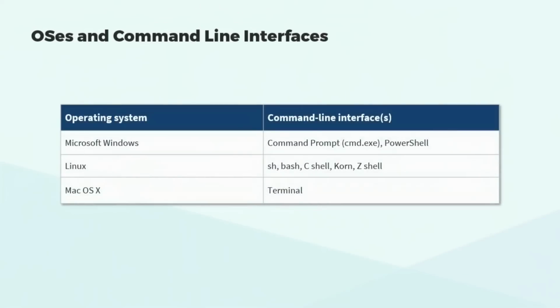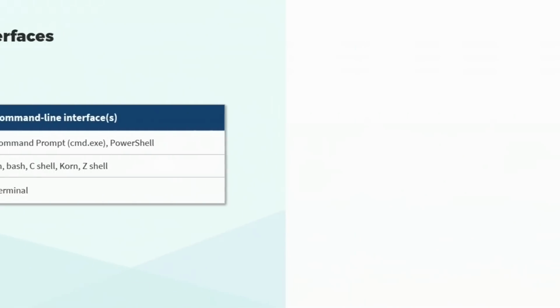The CLIs available in common operating systems include the command prompt and PowerShell in Windows, SH, which is short for shell, Bash, C Shell, Korn, and Z Shell in Linux, and Terminal on macOS. Now, each of those will have their own specific sets of commands, and they all use different syntax and different formats, but the overall environment is largely consistent in all of them, in that in all cases you're typing in commands to complete the desired operations.